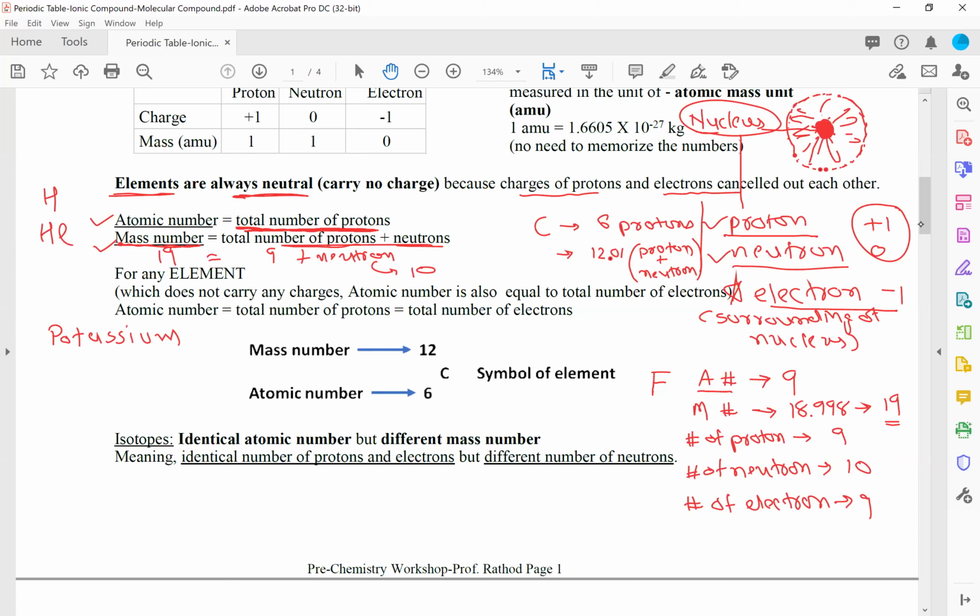All right. Let's find out where potassium is in the periodic table. I'm going to give you 2 minutes. Take your time. Find out where potassium is in the periodic table. Look at the atomic number. Look at the mass number. Do your calculation to find out the number of protons, neutrons, and electrons. I'm going to give you 2 minutes for that, okay?